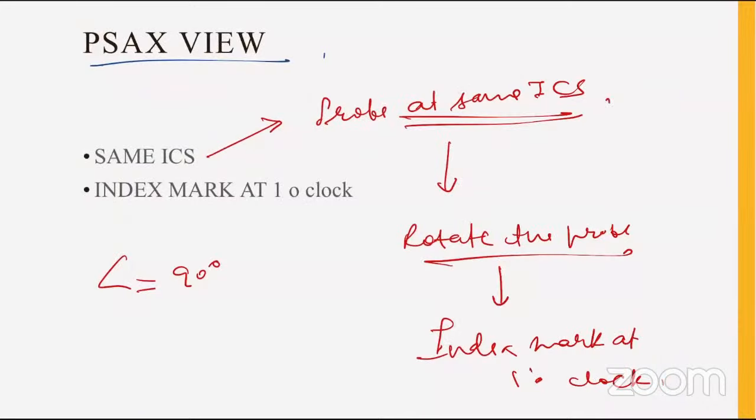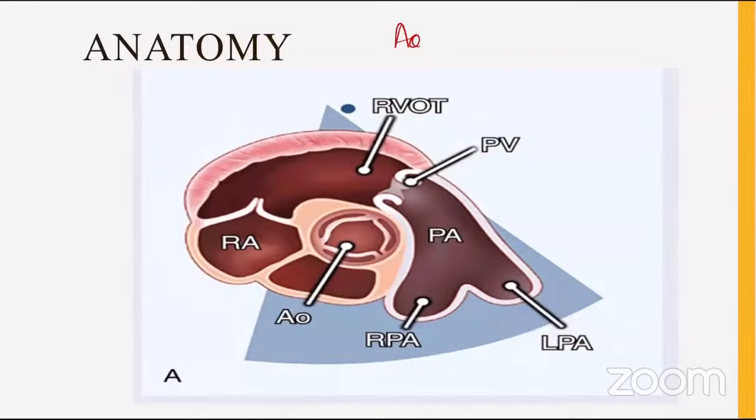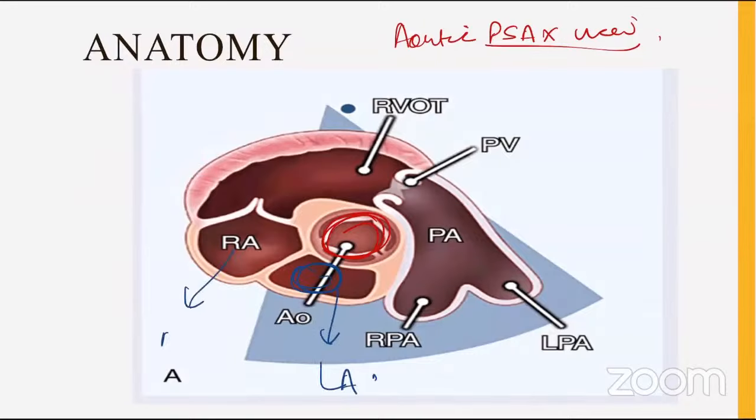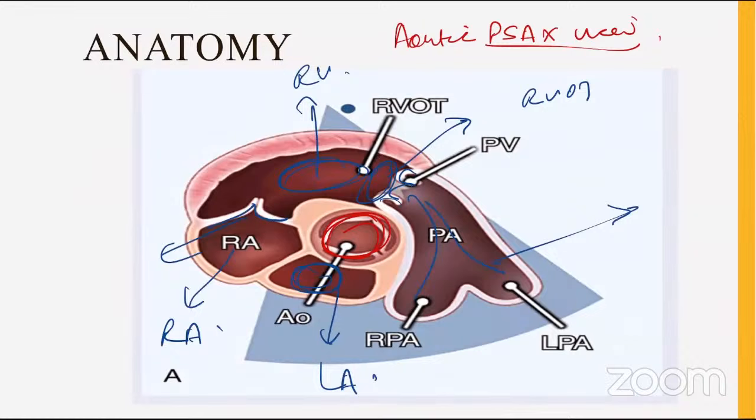The first view that is formed in PSAX view is the aortic PSAX view. That is, PSAX view at the level of the aorta. Okay. So in this, we can see this aortic valve, which is opening into the aorta. Then we have this left atrium. This is right atrium, opening through this tricuspid valve into RV. We have this pulmonary valve, the area just before the pulmonary valve is RVOT. Then we have this pulmonary artery dividing into right and left pulmonary artery. Okay.